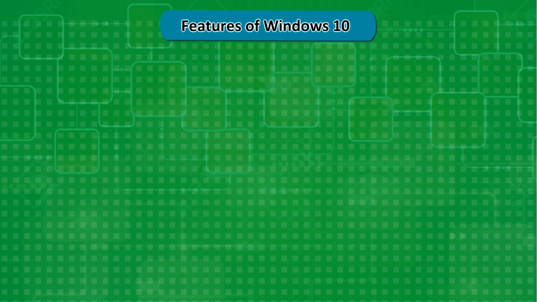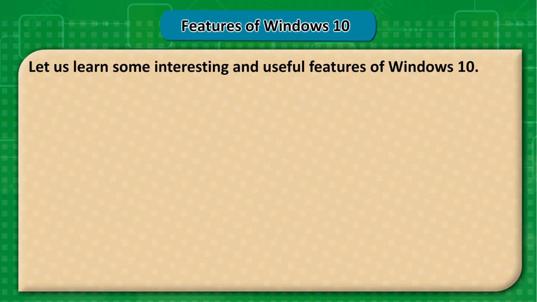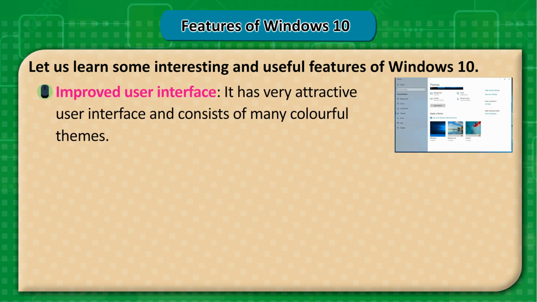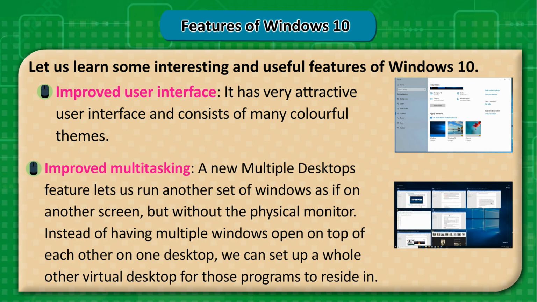Features of Windows 10. Let us learn some interesting and useful features of Windows 10. Improved user interface. It has a very attractive user interface and consists of many colorful themes. Improved multitasking. A new multiple desktops feature lets us run another set of windows as if on another screen, but without the physical monitor. Instead of having multiple windows open on top of each other on one desktop, we can set up a whole other virtual desktop for those programs to reside in.